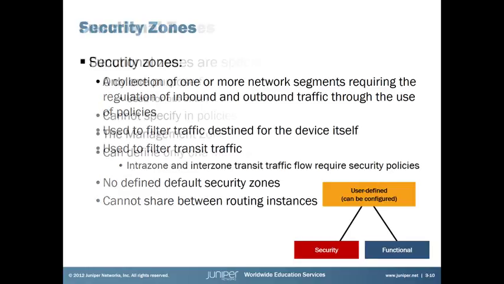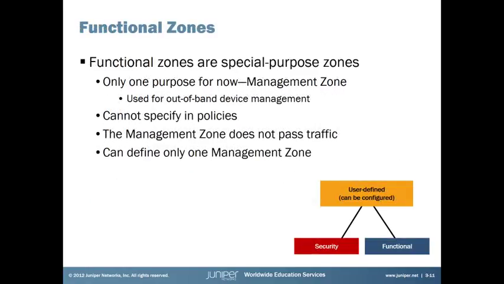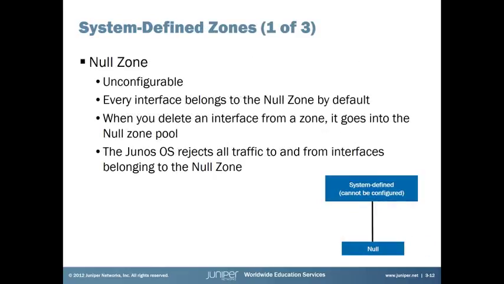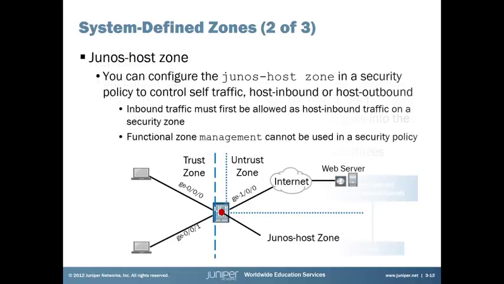We looked at the routing instances already. Okay, so the functional zone, there really is only one. It's called management. It's used for out-of-band device management. We don't really configure policies in there. It doesn't pass traffic. Often we talk about the null zone, which is a default zone. You can't configure that. If you delete an interface from another zone, it just returns back into the null zone. That's where it ends up. And the main point of that is that any interfaces that are in the null zone will not pass traffic. Okay, so nothing gets in or out.